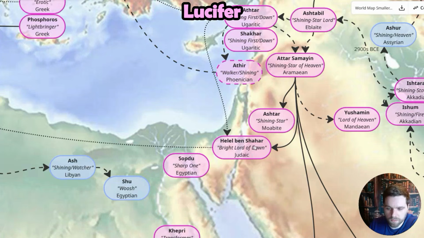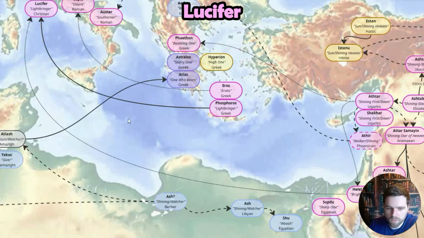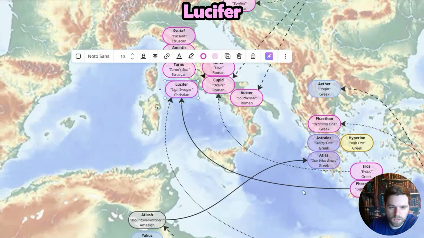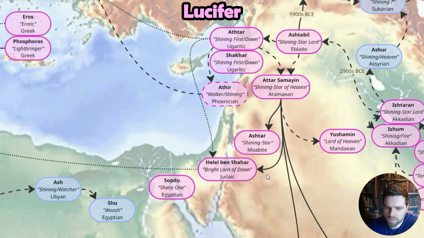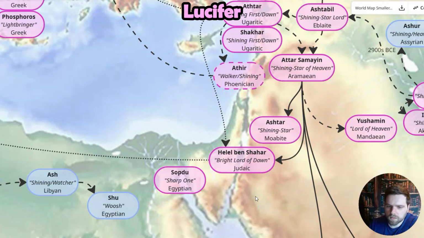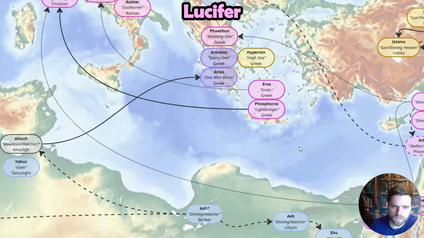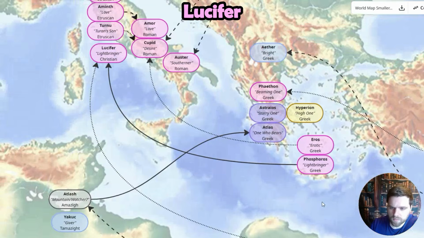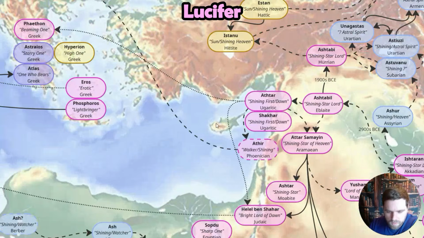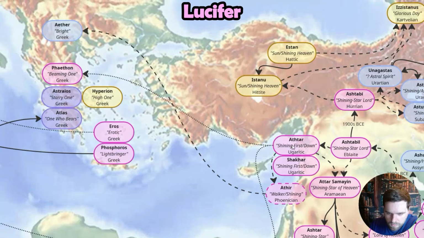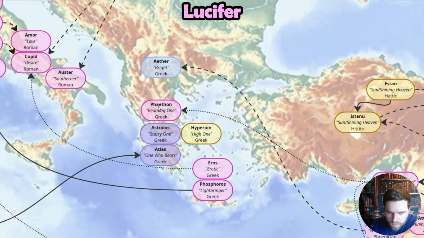Hillel ben Shahar, the basis of the Christian Lucifer, who is, as we established, basically equivalent to Othtar. He fell from heaven and became ruler of the underworld in some sense. Now, Lucifer also has other influences that we will talk about with Phosphorus, Eros, and so on. But this motif shows up also in the story of Phaethon.